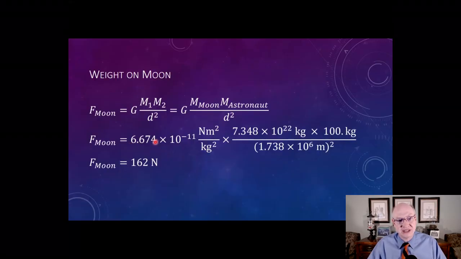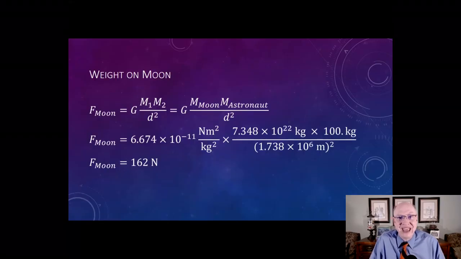G is 6.674 times 10 to the minus 11th. The mass of the moon is 7.348 times 10 to the 22 kilograms. The mass of the astronaut is 100 kilograms. And the distance between them is 1.738 times 10 to the 6th meters squared. Don't forget to square it. And you work out the answer and you get 162 newtons.